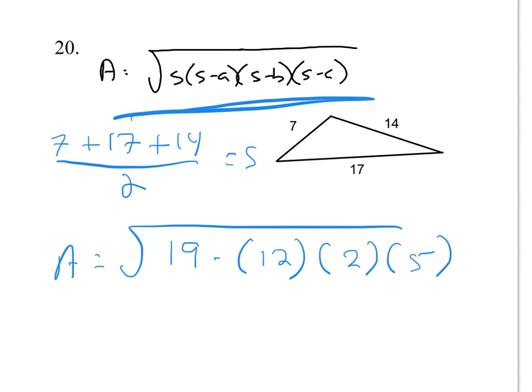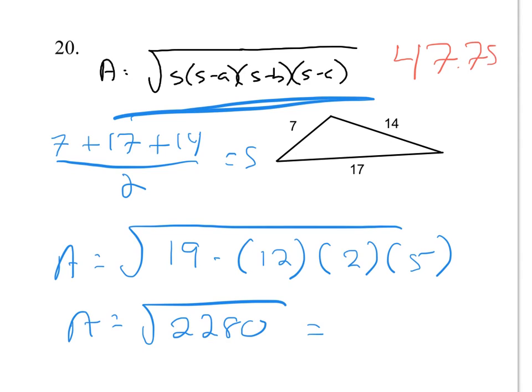So whip out your calculators. Let's find out what our area is. Our area is equal to 19 times 12 times 2 times 5. Our area is equal to the square root of 2280. Whip that into your calc. So I got second radical, second answer. And you should find that our area is, I'll do that in red so you can see it, 47.75.